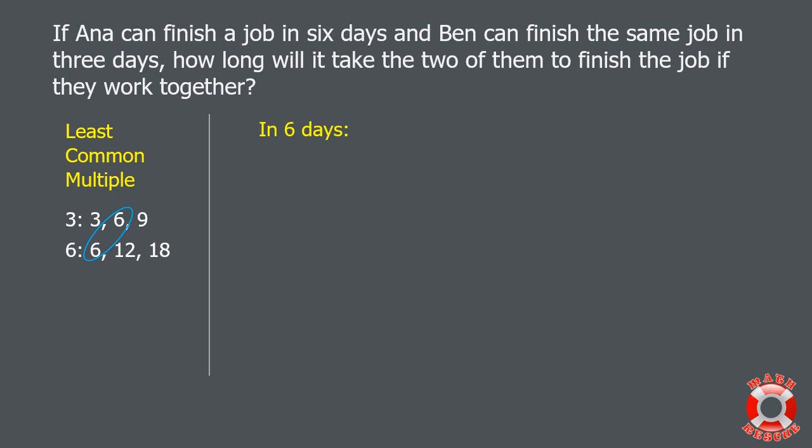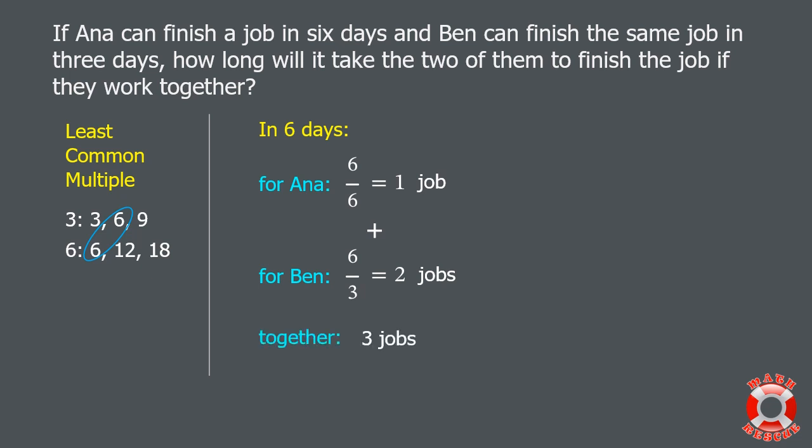Now, we use 6 days as a reference point. Working alone, Anna can finish one job in 6 days. As for Ben, working alone, he can finish 2 jobs in 6 days. Working together, they can finish 3 jobs in 6 days.